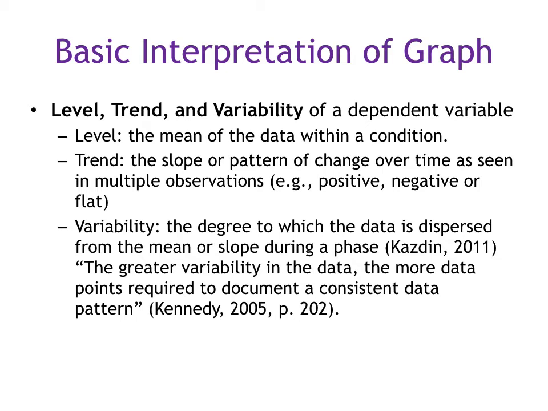So we want to see stable, low variability, and we want to see positive trends or negative trends based on the description of the objective. And we want to see the mean change across conditions, right? So when you interpret your result on the graph, you should consider these 3 terms.